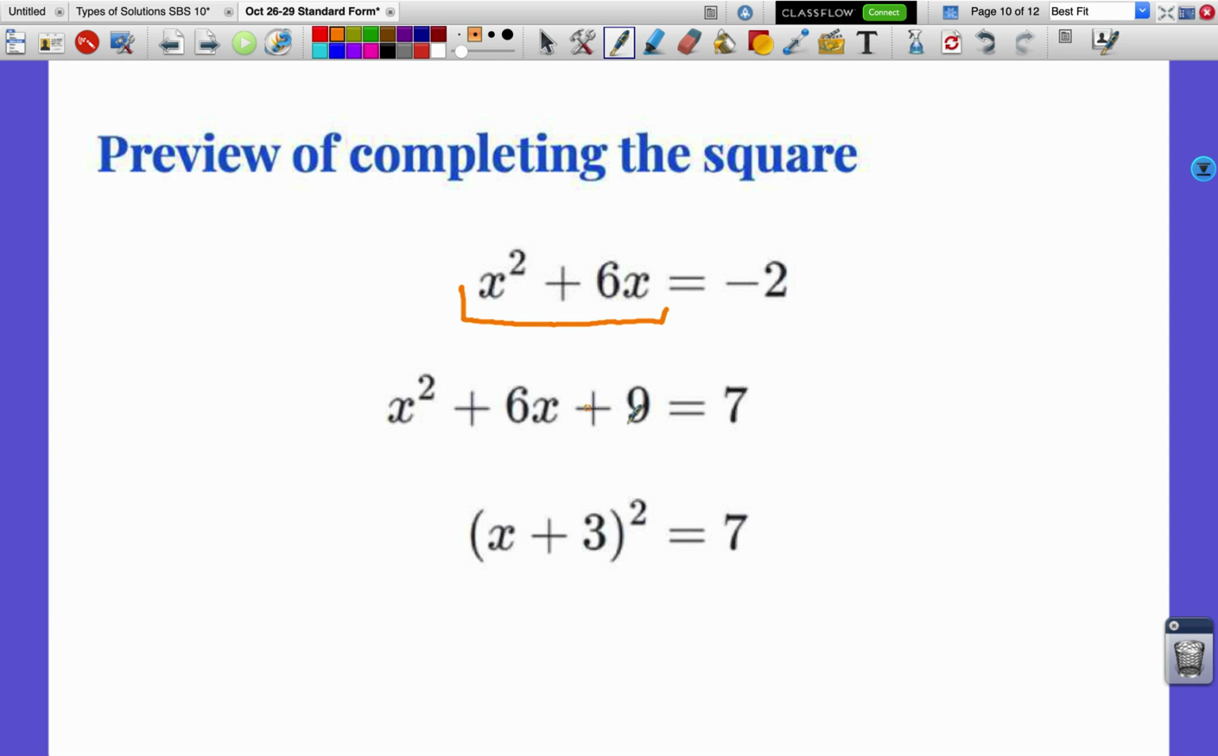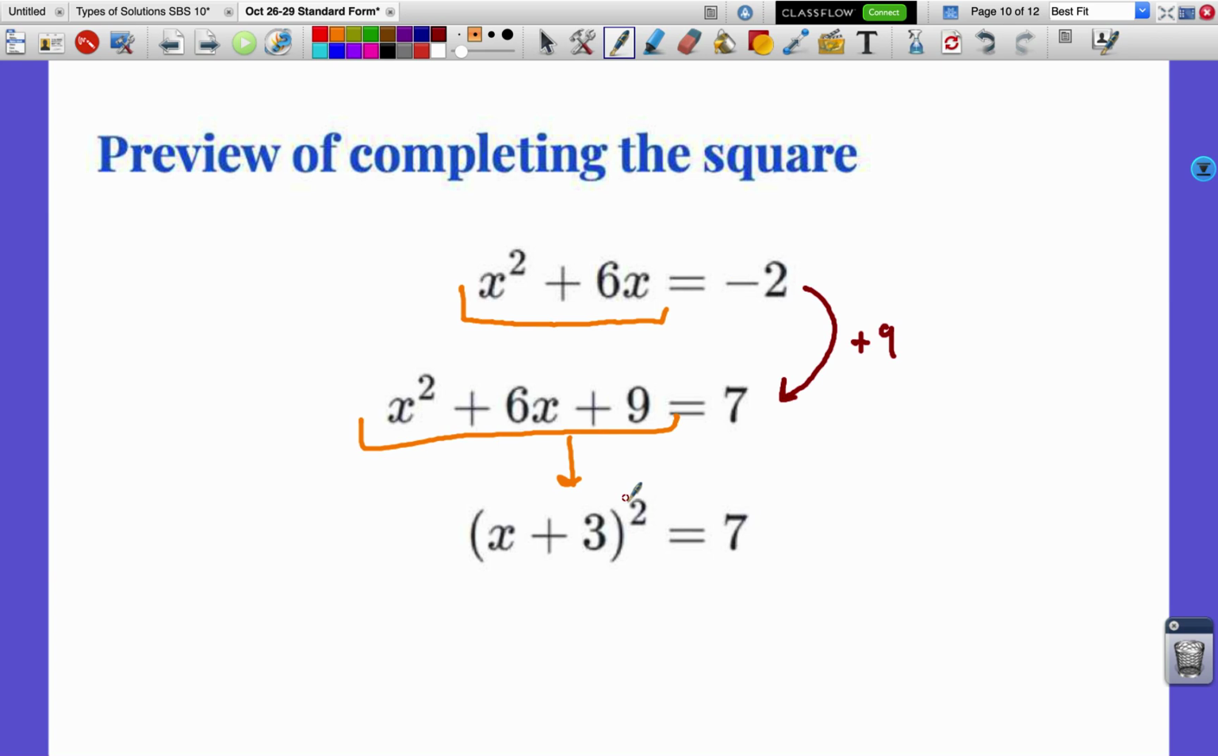So I add in a 9, which is half of this b value squared. And that way, this side here can now be exactly represented as x plus 3 squared. But I can't just add in a 9 to one side. That's not a balanced operation. So hopefully you notice that this -2 turned into a 7 because it also got a 9 added to it. And as long as I add a 9 to both sides, it stays balanced.